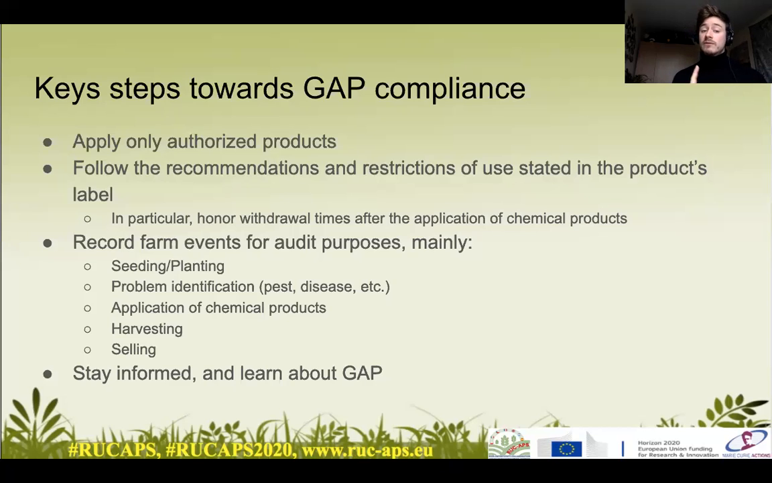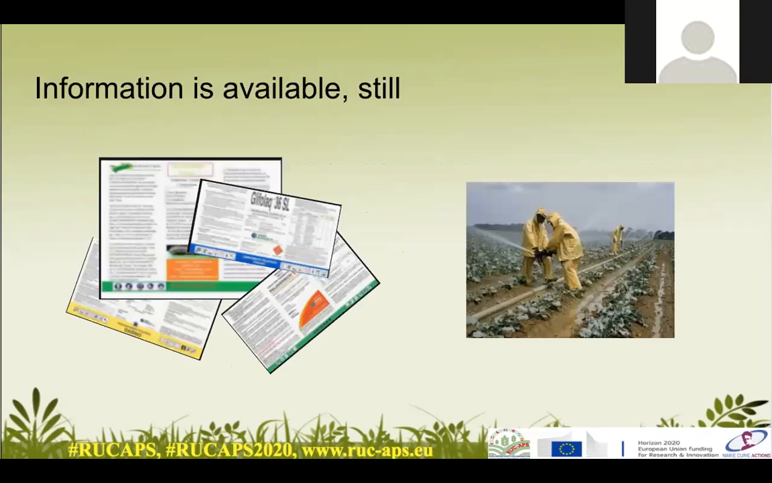They also have to record farm events for audit purposes, primarily seeding, planting, any problems that they encounter, such as pest, disease, application of chemical products, harvesting, and selling. And I think also, as new good agriculture practices come to light, to try and stay informed with updates rather than the farmers having to actively seek the most recent news that's coming out.